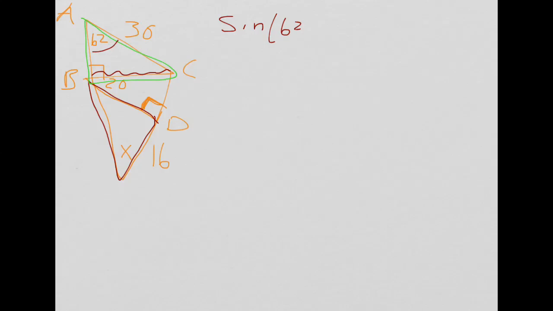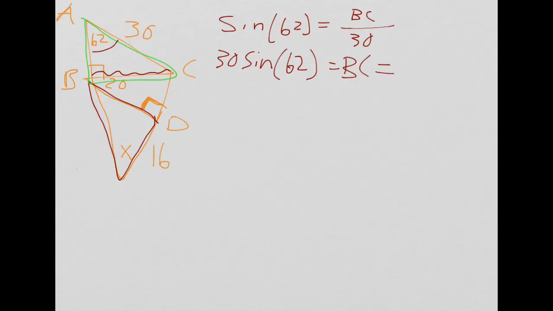Sine of 62 degrees equals opposite, which is BC, which we don't know, divided by hypotenuse. SOH: sine is opposite over hypotenuse. Solve this equation for side BC: multiply by 30 on both sides. 30 times the sine of 62 equals BC. Make sure you're in degree mode, plug it into your calculator, and you should get roughly 26.488, which is nice because now we can focus on the middle triangle right there.